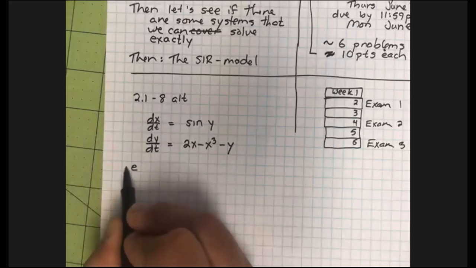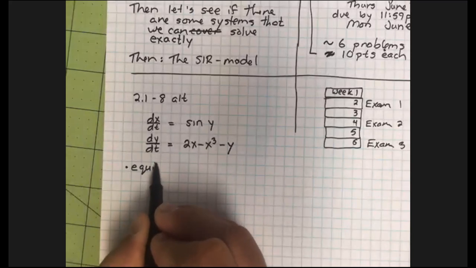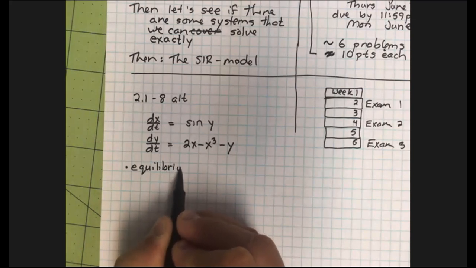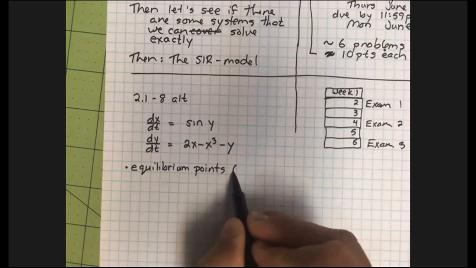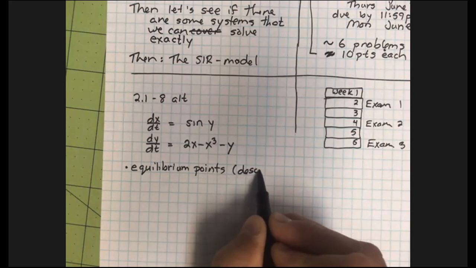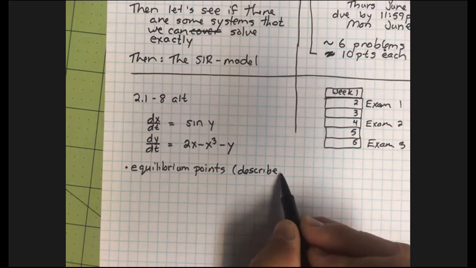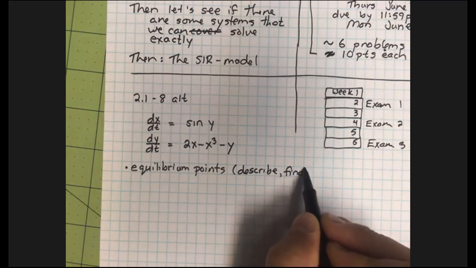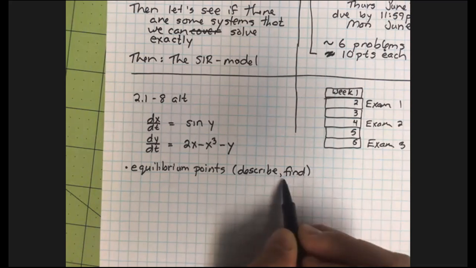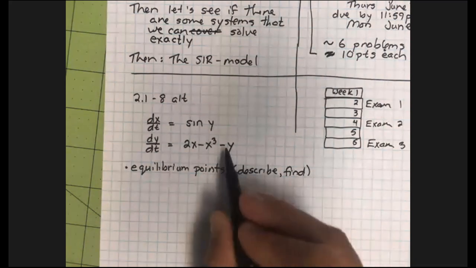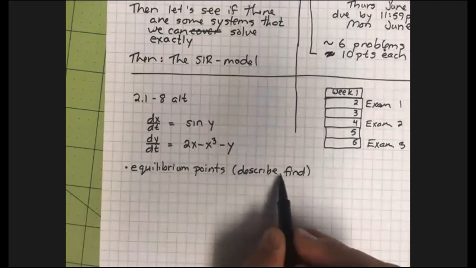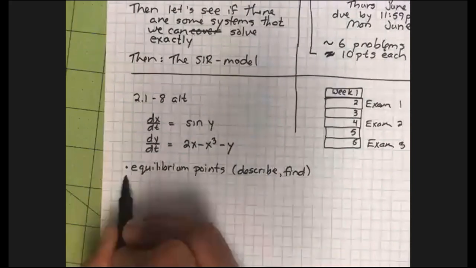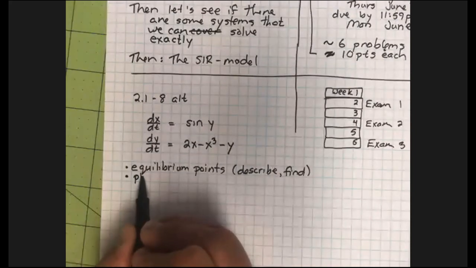So the goal here is to describe the equilibrium points. And the commands I could use there are describe them, find them. Finding them exactly in the system is not simple. In other words, you got to do some numerical approximation. Describing them is not as hard. And then you want to create the phase portrait.